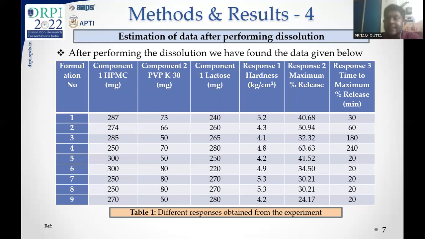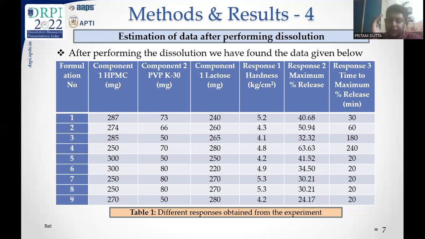Next is the methods and results 4. Under this category, we will estimate the data after performing the dissolution. We have found different data, and among these data, we can conclude that formulation number 4, which contains 250 milligram of HPMC, 70 milligram of PVP K30 and 280 milligram of lactose, had a hardness of 4.8 kg per centimeter square. 63.63% release of the drug occurred, and the time taken was 240 minutes.